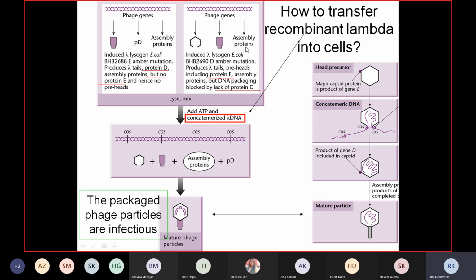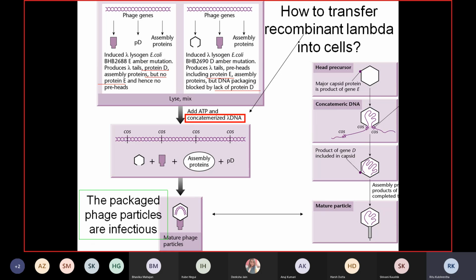Another option is that you use mutants. In this case, there is a mutant E. coli in which they have one lambda phage which has a mutation in a particular gene called the D gene, and it is staying in E. coli in the form of a lysogen. It means it is integrated into the genome.